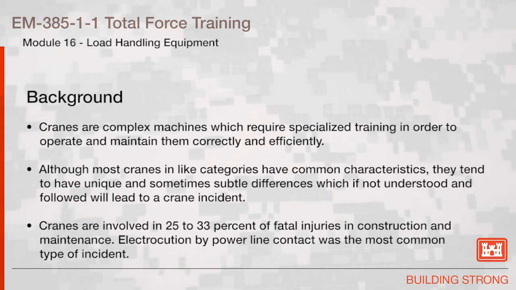Cranes are complex machines which require specialized training in order to operate and maintain them correctly and efficiently. Although most cranes in like categories have common characteristics, they tend to have unique and sometimes subtle differences which, if not understood and followed, will lead to a crane incident. Cranes are involved in 25 to 33% of fatal injuries in construction and maintenance. Electrocution by power line contact was the most common type of incident.